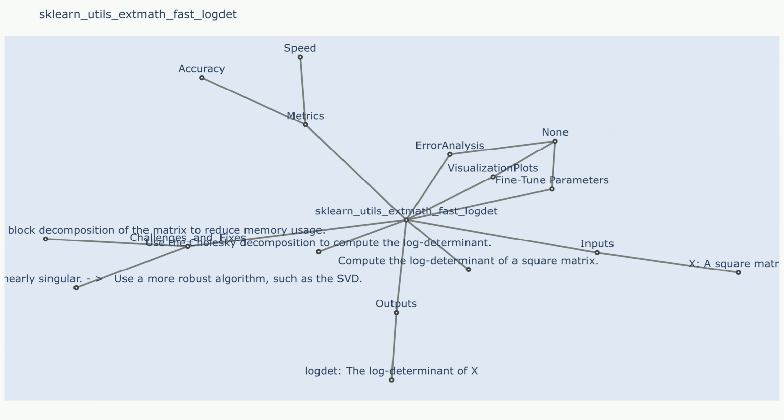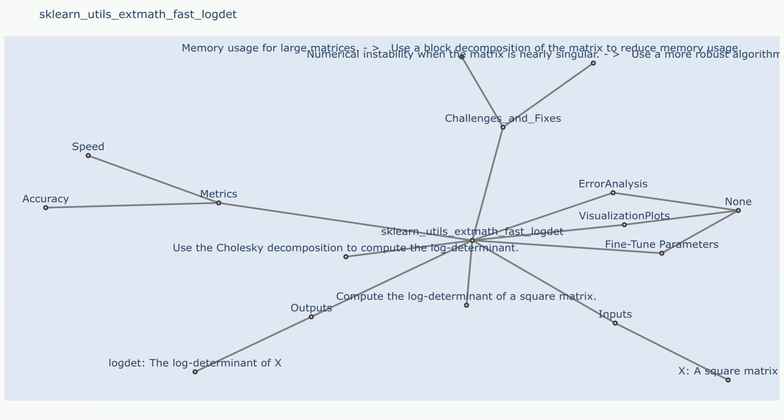Numerical instability. Sample use case: in cases where the input matrix contains very large or small values, the computation of the log determinant might suffer from numerical instability, leading to inaccurate results. Fixes: log-sum-exp technique.